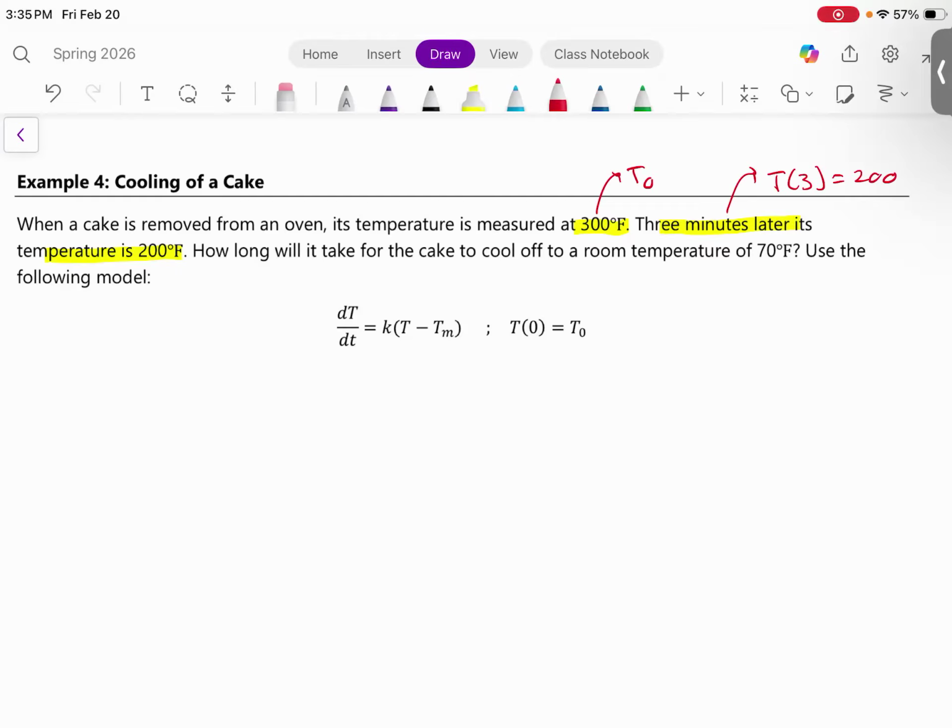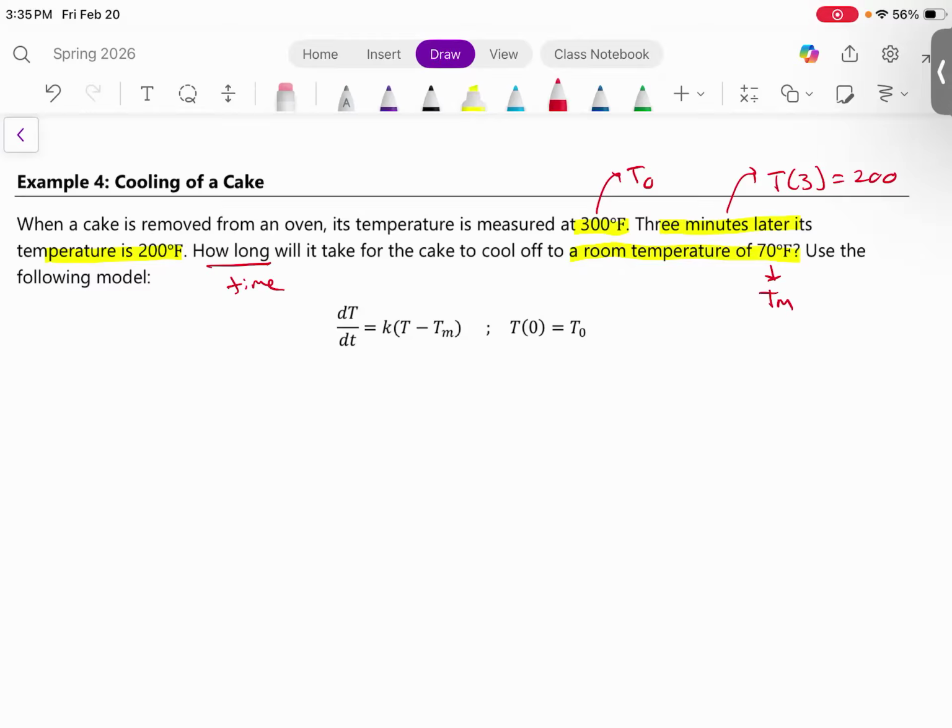So now here's the question. How long will it take the cake to cool off to room temperature of 70 degrees Fahrenheit? So that room temperature, that's our ambient temperature or constant temperature, and that's our T sub M. And so we want to figure out the time it will take to get to 70 degrees.